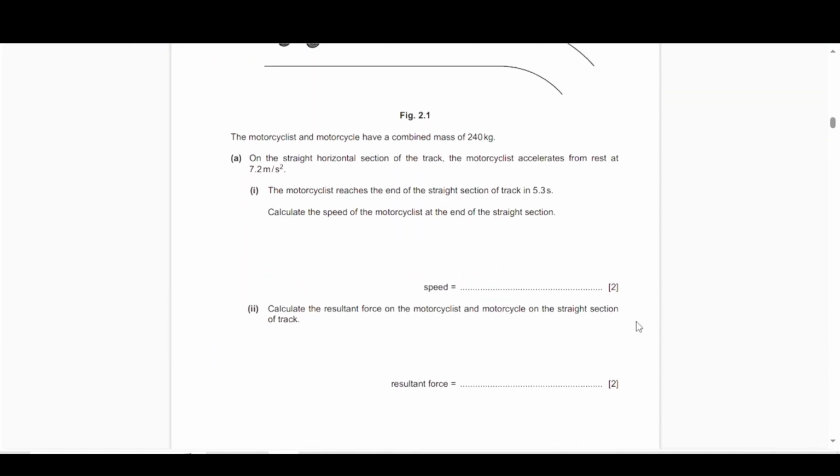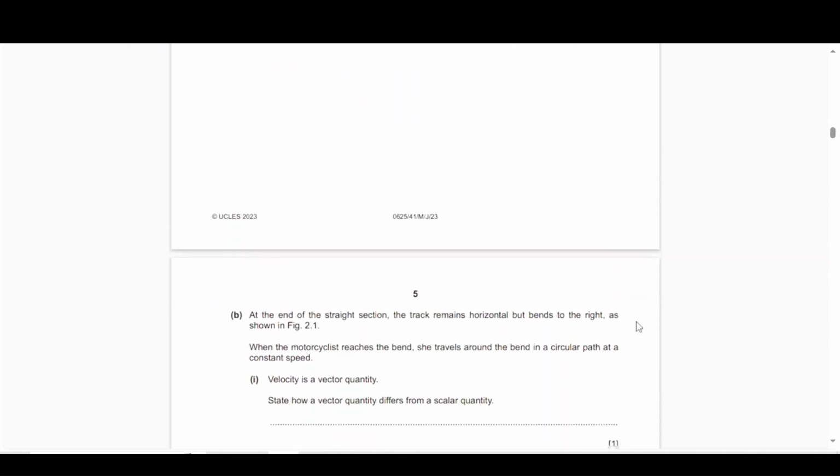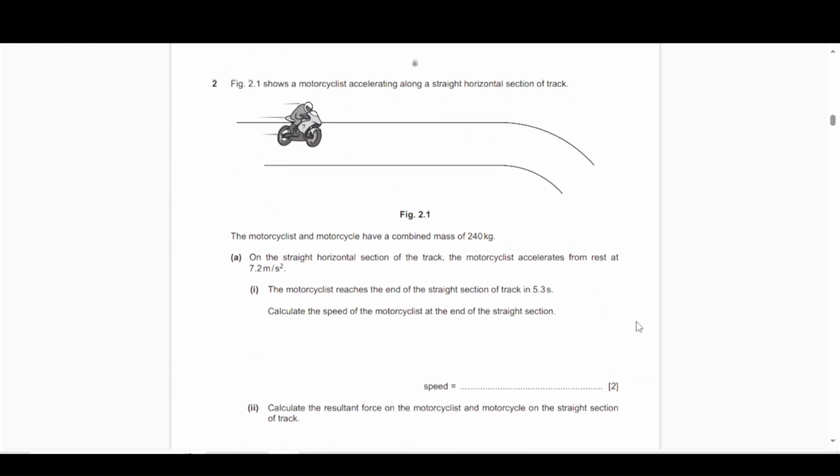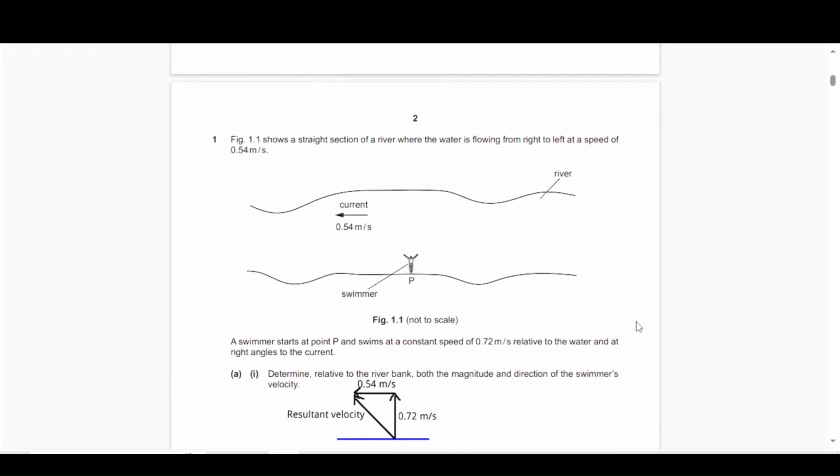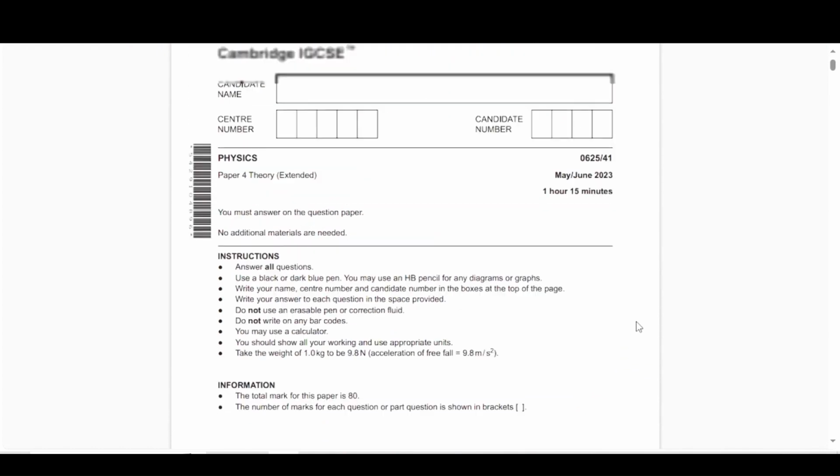I'm just trying to see if there's any other questions. Nope. So looks like that is essentially the key question related to this topic from this paper, which is May-June 2023, paper 4.1.